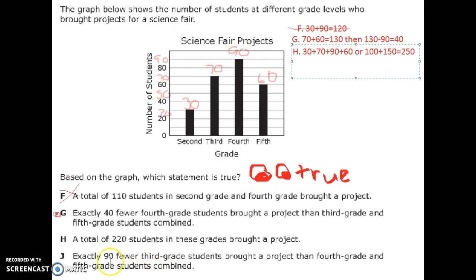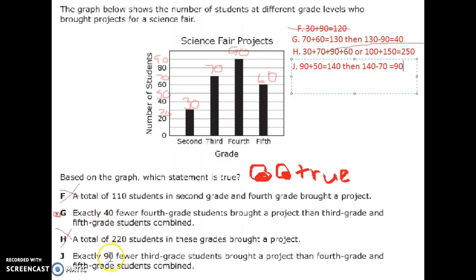H tells us that a total of 220 students in these grades brought a project. So all I have to do is add these amounts: 30, 70, 90, and 60. We should not be adding a big column like that because we're just going to make mistakes. We need to split it into chunks. So 30 and 70 is 100, 90 and 60 is 150. That gives us 250. Not a possibility, so I mark that one out as well. I'm just drawing a line through my answer, making sure I'm eliminating, because that is a strategy.